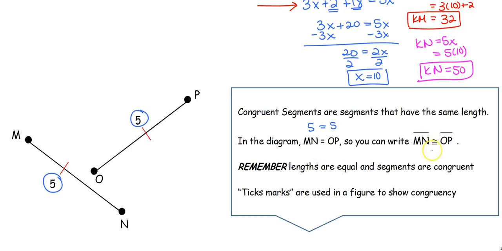And that's the congruency symbol in case you've never seen it before. It's got a little squiggly above the equal sign. So again, just remember, lengths are equal, segments are congruent, terminology and vocab for you to use.